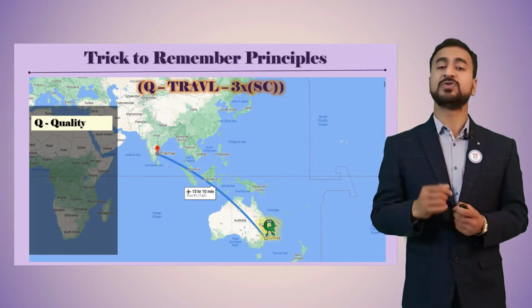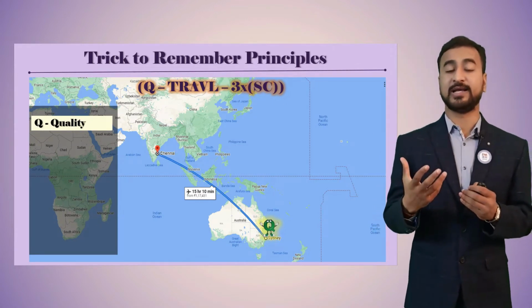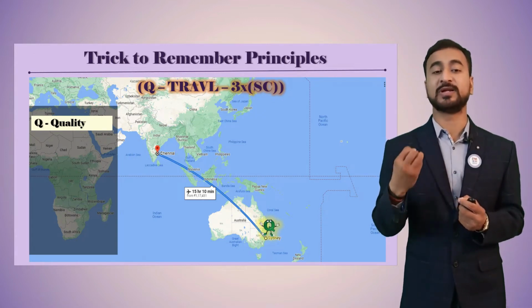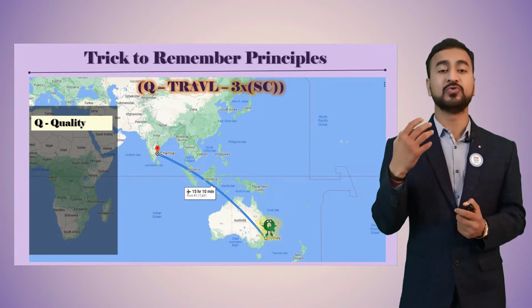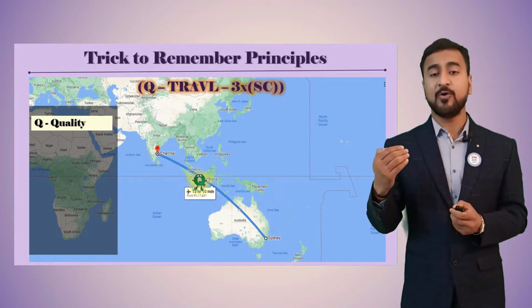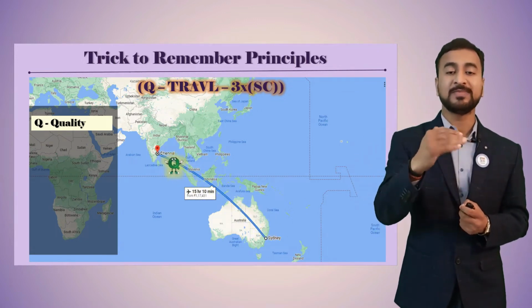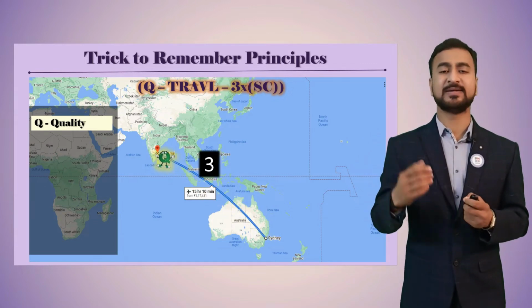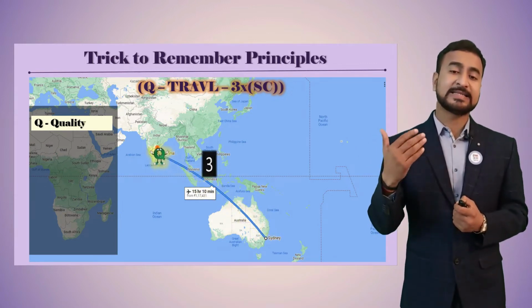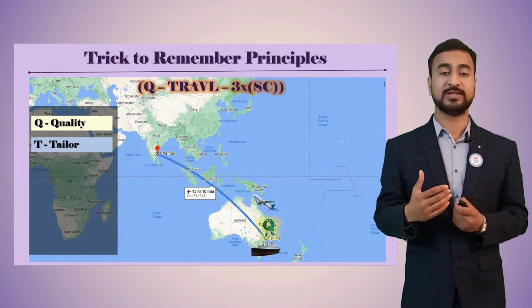So let's begin. First, let's consider the case of Mr. Q. That is quality. Quality is about the expectation or requirement, fit for purpose for the customer. That is quality. Now Mr. Q wants to travel from Sydney to Chennai to sign some agreement or have a deal. So he has to travel 3 times from Sydney to Chennai. That is how you can recall this.